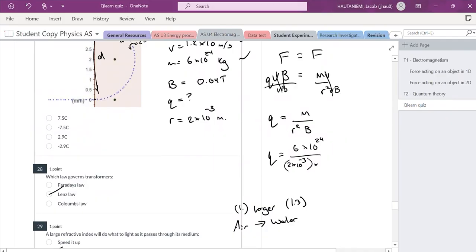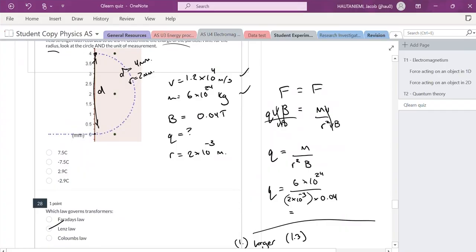Times by our magnetic field, which is 0.04. Chuck it in the calculator, and that's going to give you whatever the magnitude is. It's either 2.9 or 7.5, obviously.